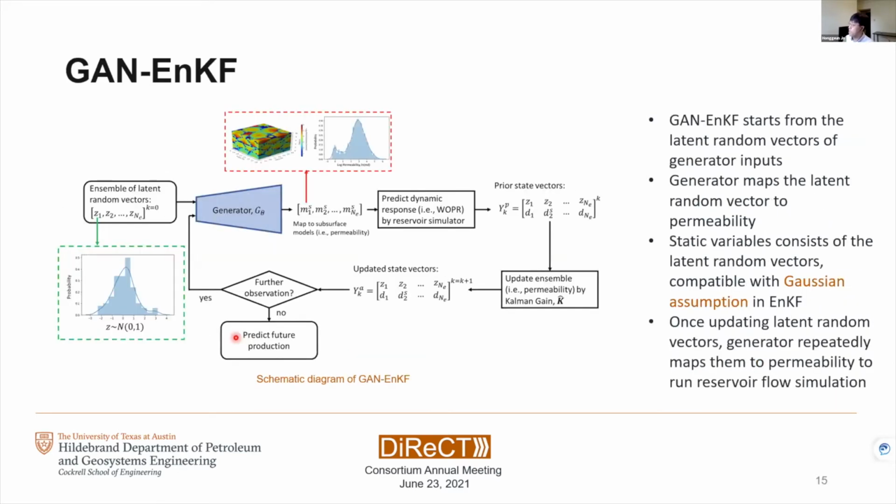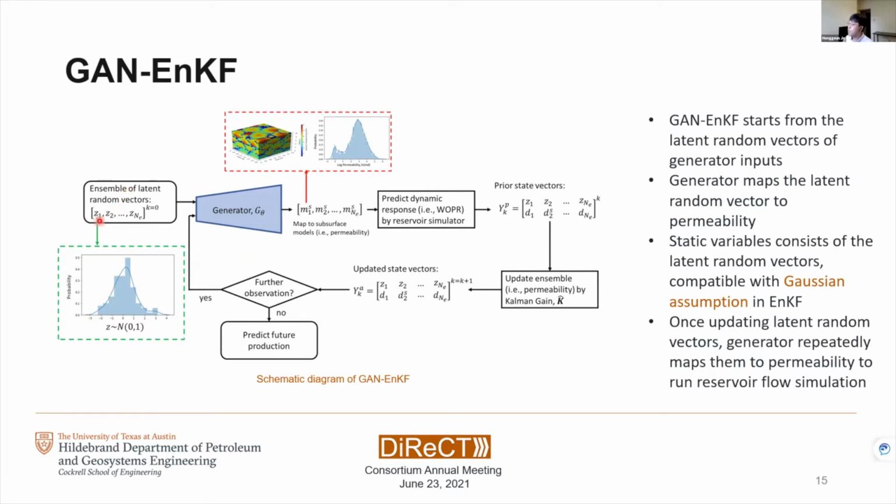That's why we suggest this GAN Ensemble Kalman filter. So instead of updating the permeability right away, we're actually updating these latent vectors, which are the input for the generator. And as I explained earlier, this Z is drawn from the standard normal, standard Gaussian distribution, which is perfectly compatible with the Ensemble Kalman filter's assumption.